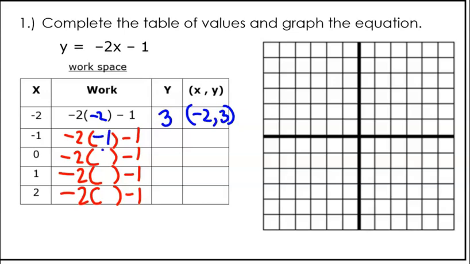So I'm going to go ahead and fill in all the rest of the substitution values and compute. -2 times -1 is 2, minus 1, giving me the point -1, 1.